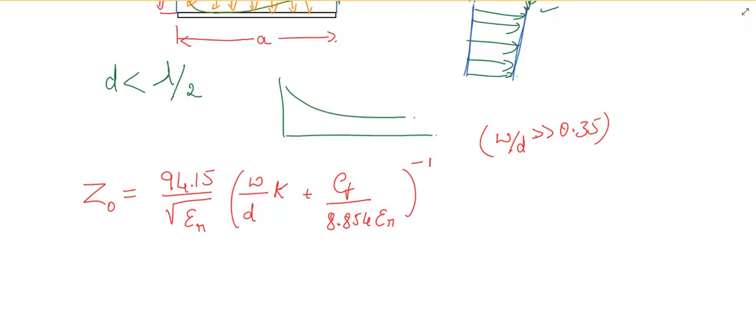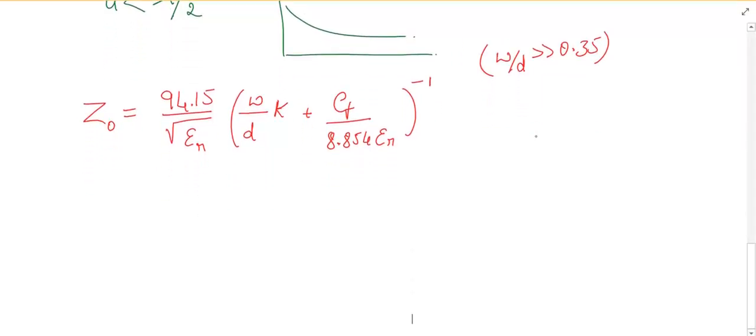There is some other equation also for when it is less, which is not required; we'll consider only this. So as I told, the expression is 94.15 divided by root of epsilon r into W divided by D, K, which is a constant, plus CF divided by 8.854 into epsilon r, where K is 1 by 1 minus T divided by D, where we know that T is the thickness of the strip, which we had already considered.